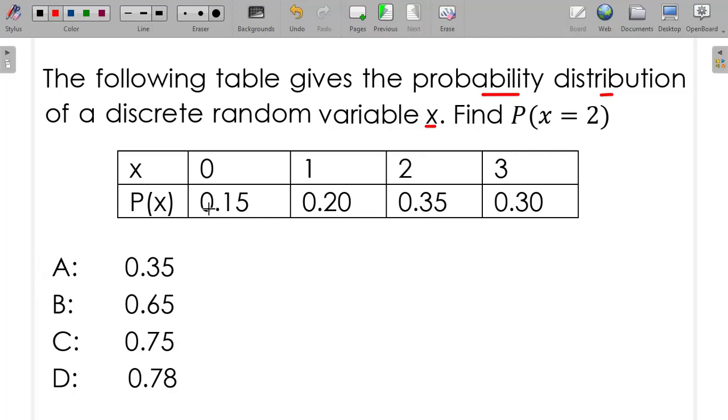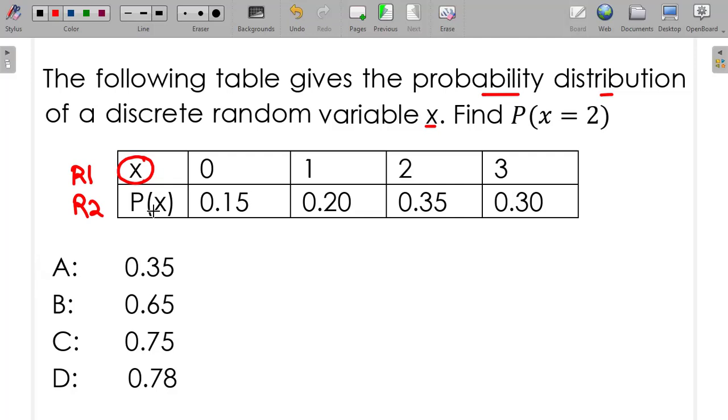Okay, so here we've been given a probability distribution table. What the probability distribution table gives you is just the probabilities at specific values of x. You can see we have two rows, row 1 and row 2. The first row has the values that this x, which we are calling a discrete random variable, is taking. So x can be 0, it can be 1, it can be 2, and it can be 3. And then the second row shows the probabilities at those particular points.